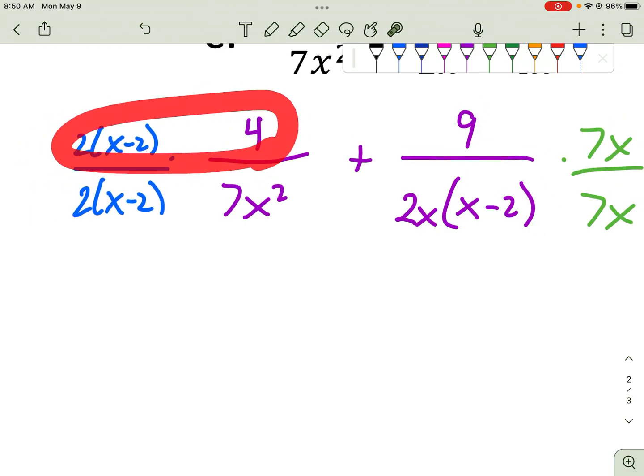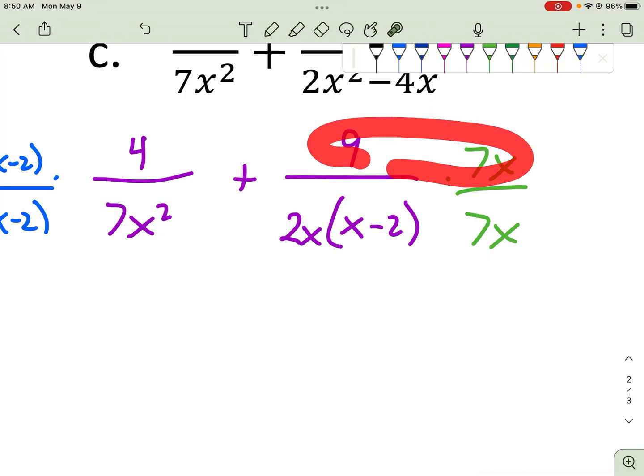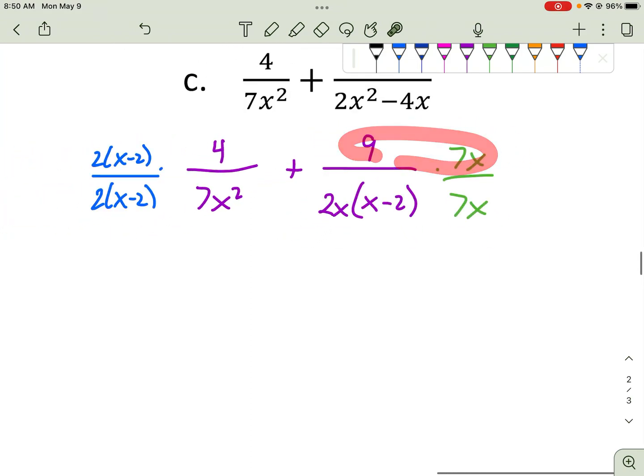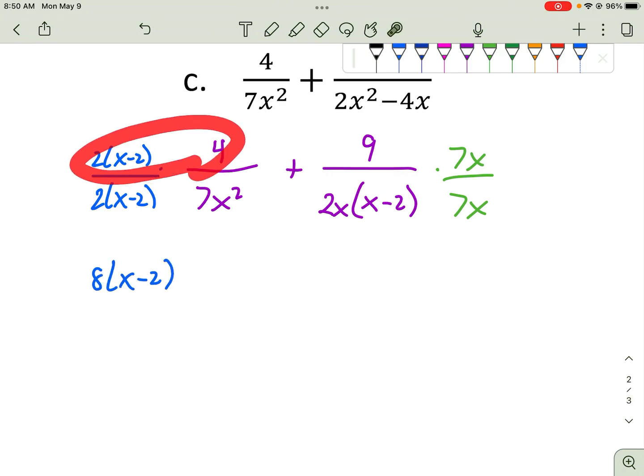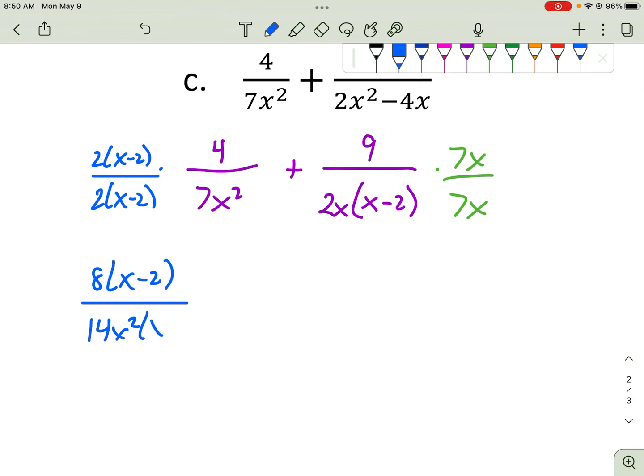And then we got to multiply all this together, and we got to multiply these together. So now I end up with 8 times x minus 2 on top. Again, it's multiplication, so the order doesn't matter. And then that's over 14x squared times x minus 2. And that becomes plus 9 times 7x, I guess I'll put that in parentheses, over 14x squared times x minus 2.